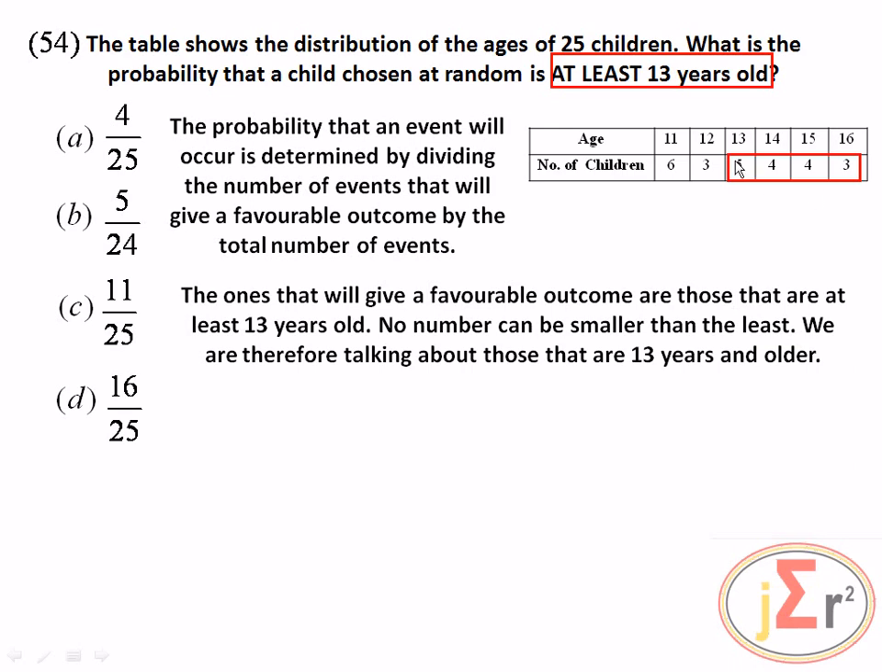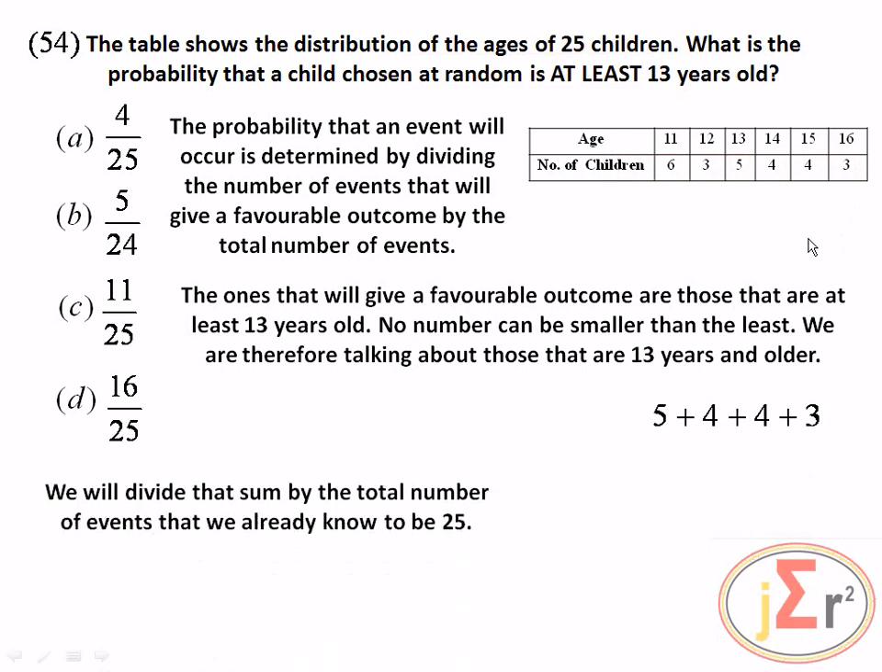And this is the region that we are talking about. Those that are 13 years and older. So 13, 14, 15, 16. All of these we are talking about. All of these will give us a favorable outcome. So those will give us a favorable outcome.